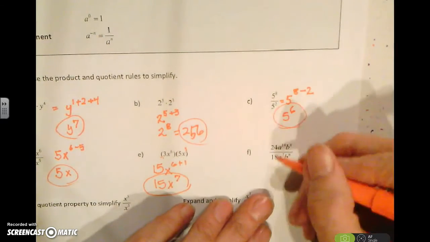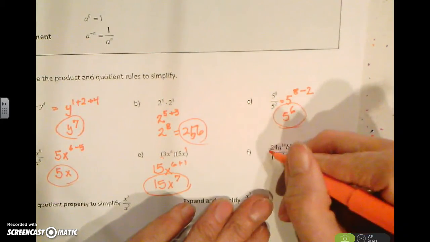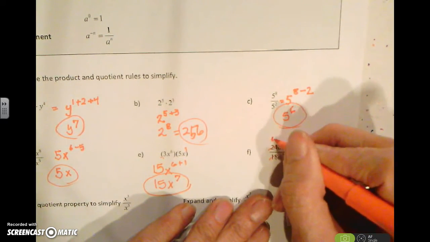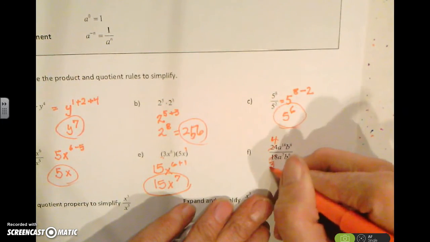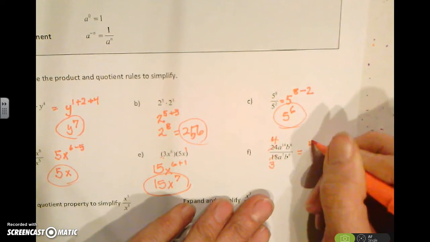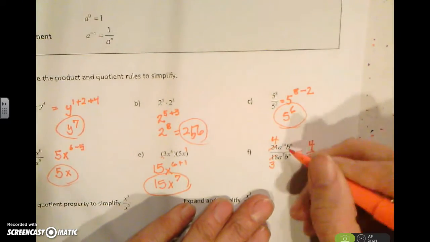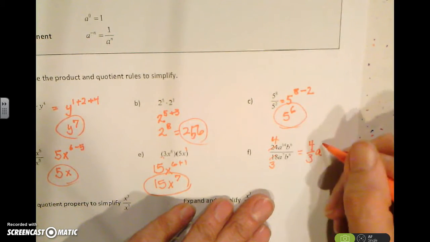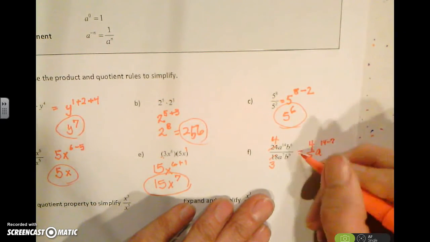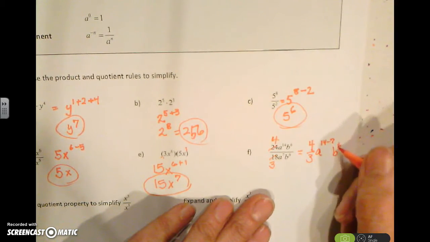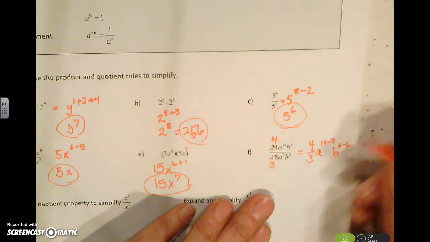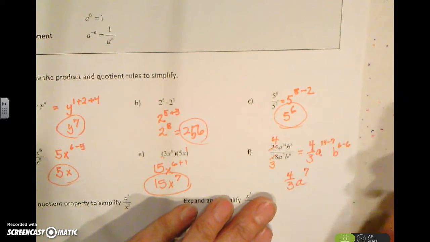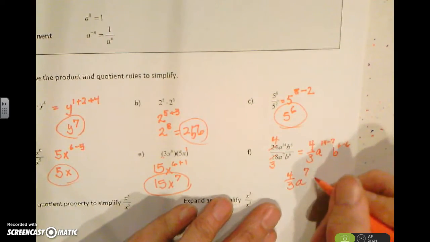Then F, these 18 will not divide into 24, but they will reduce by 6. So 6 will go into 24 4 times, and into 18, 3. So this is going to be equal to 4 thirds. And then for my a's, I will have a, and then I've got 14 minus 7. And for my b's, I'm going to have 6 minus 6. So this is going to be 4 thirds, a to the 7th, and b to the 0 power.